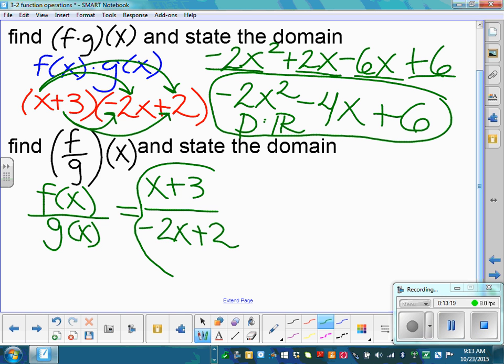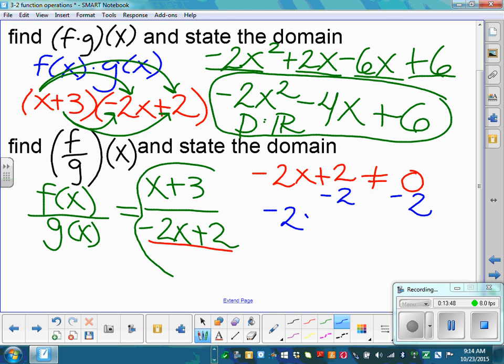We can have negatives in the bottom, but we can't have a what in the bottom? A 0, right? So you're saying that this bottom part cannot be equal to 0. So we say negative 2x plus 2 cannot be equal to 0, right? Okay, so now let's solve for x. So what should I do first to solve for x? Minus 2 from both sides of the equation.